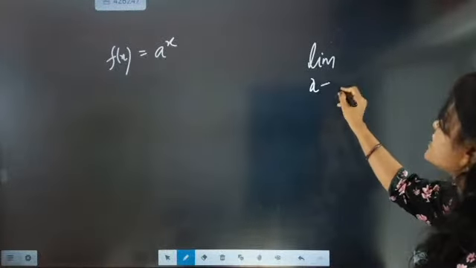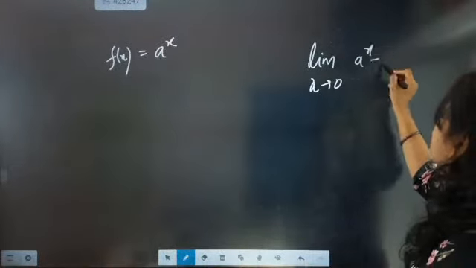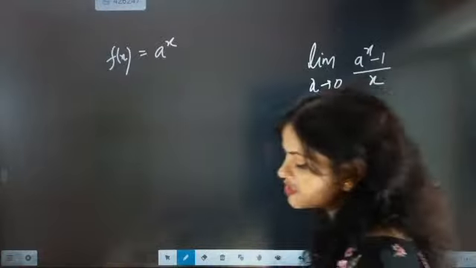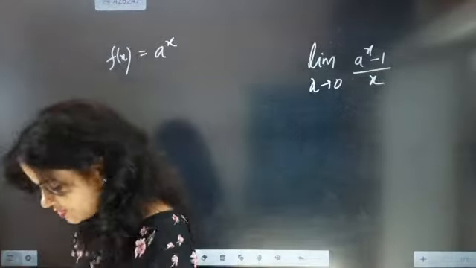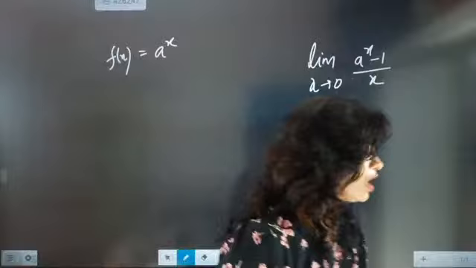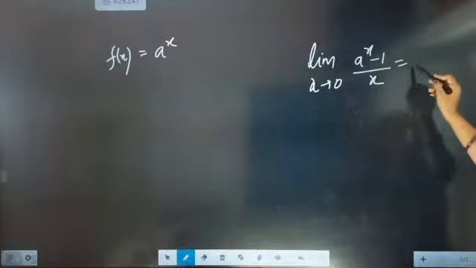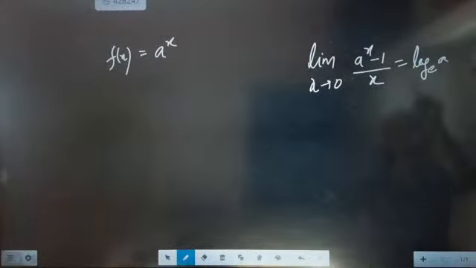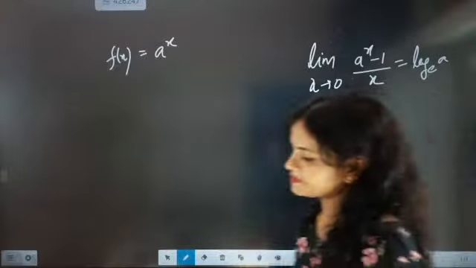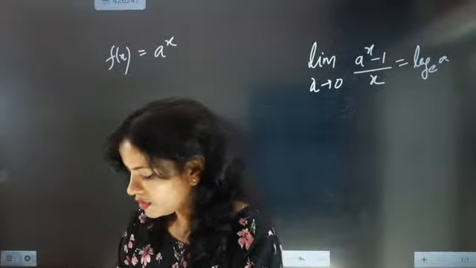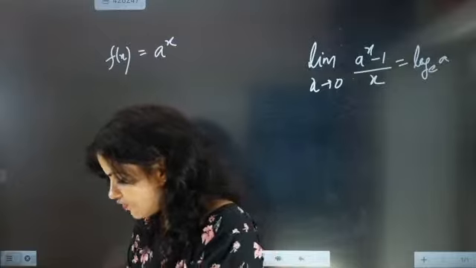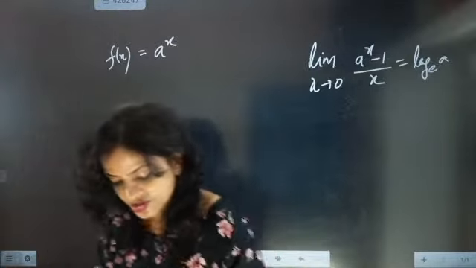Limit of x tends to 0, (a to the power x minus 1) by x. There is a formula for it. (a to the power x minus 1) by x is exactly log base e of a. So this formula is there. If you know this formula, you will be able to handle the question in no time.